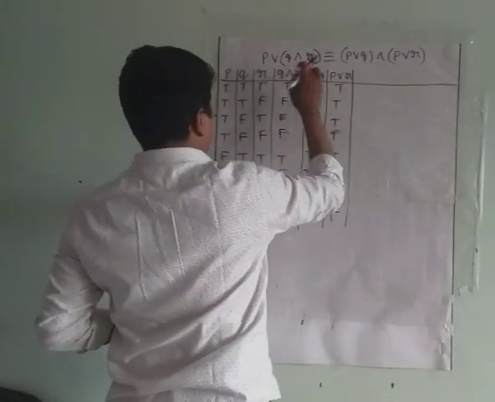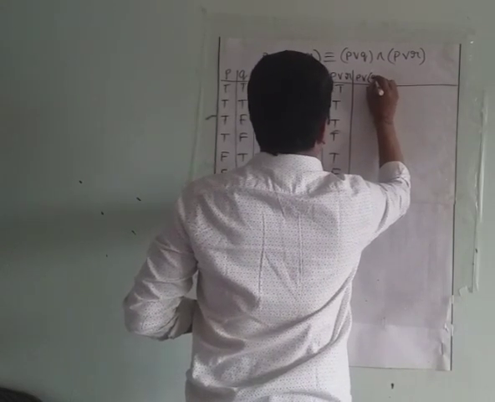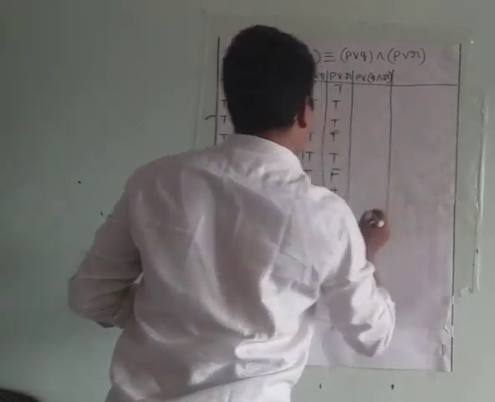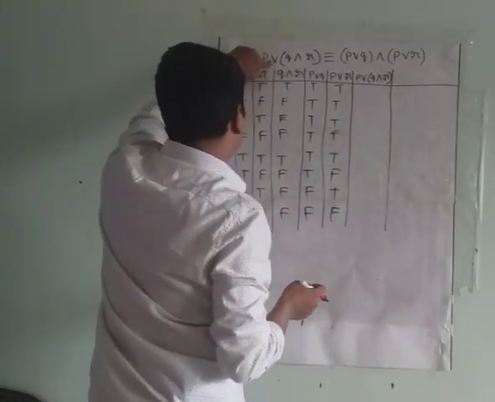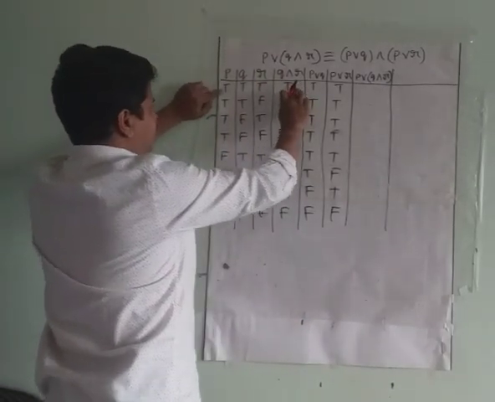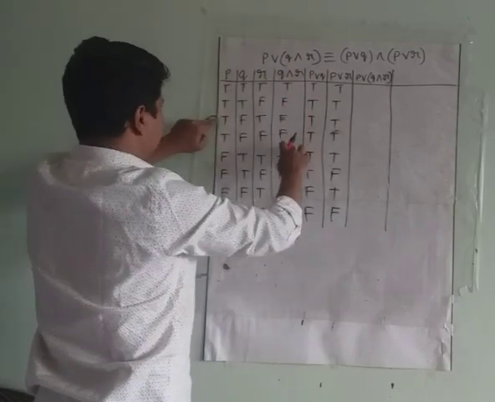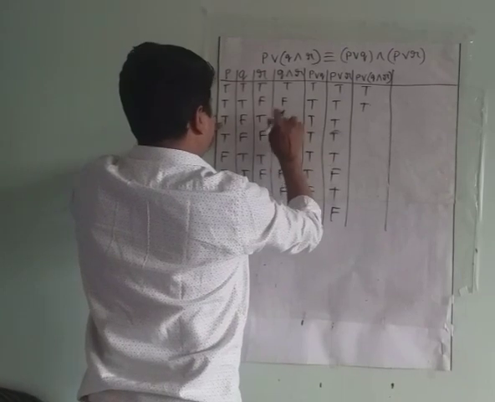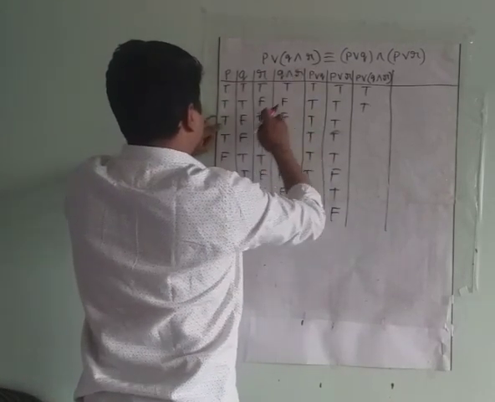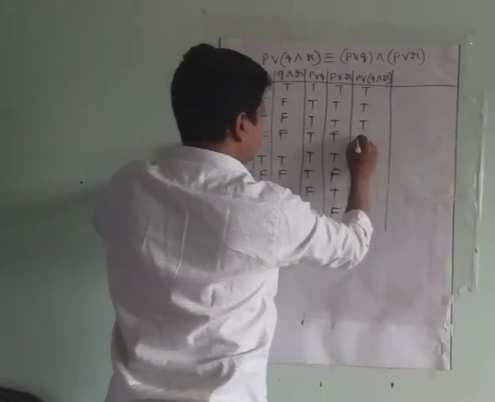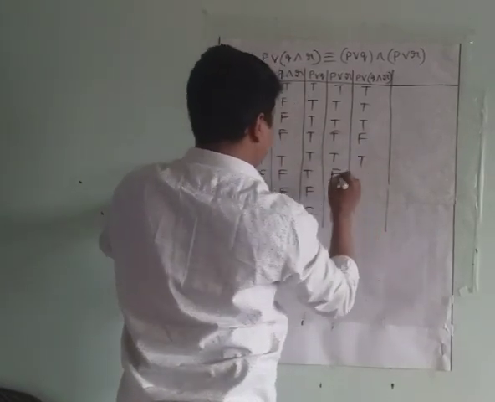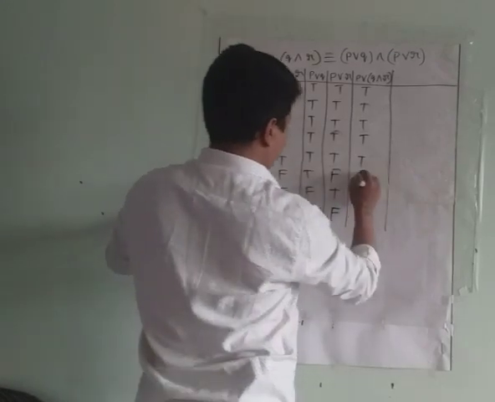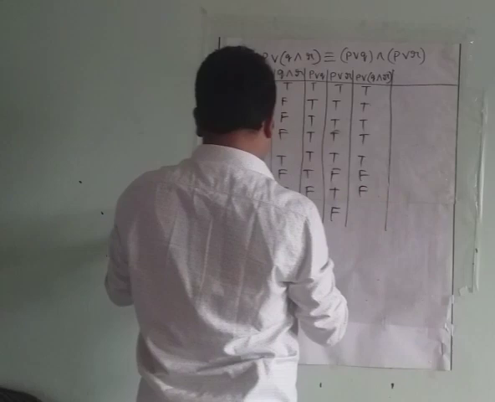Now P disjunction (Q conjunction R). Try for this one. That is, the operation of disjunction is to be performed between this column and this column, these two columns. Between these two columns, we have to perform the operation of disjunction. T will be T, F will be T, F will be T, F will be T, FT will be T, F will be T, FF will be F, FF will be F, and FF will be F.